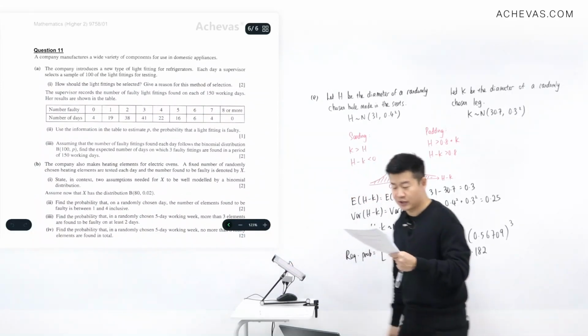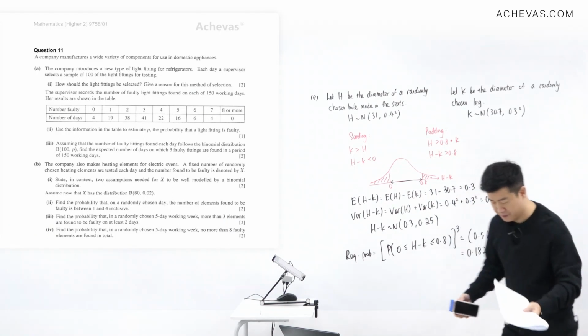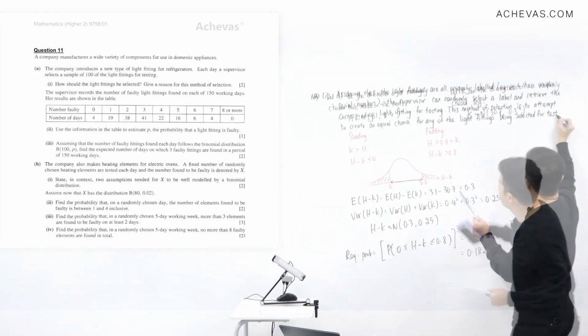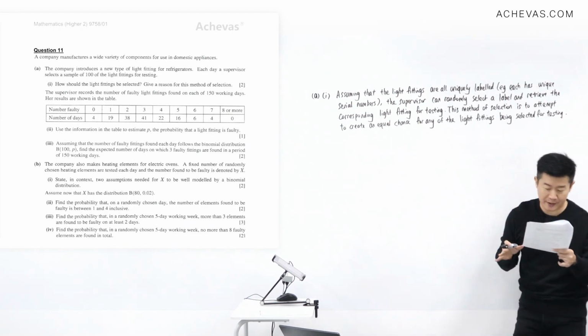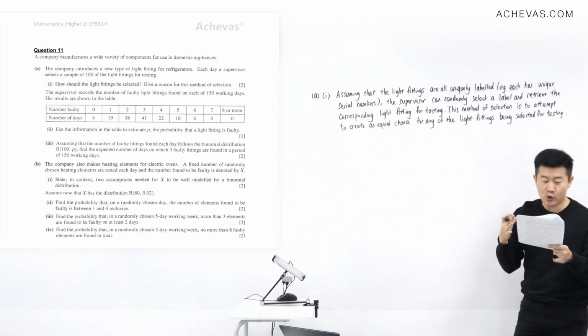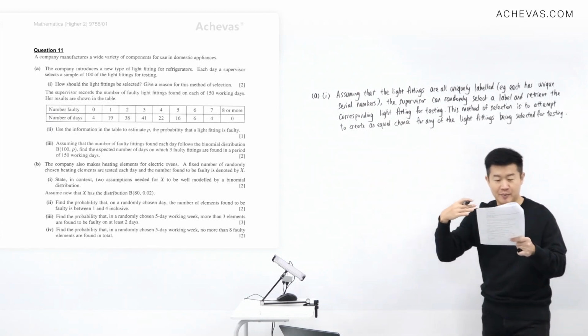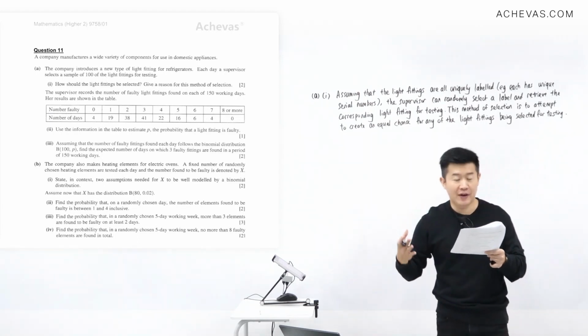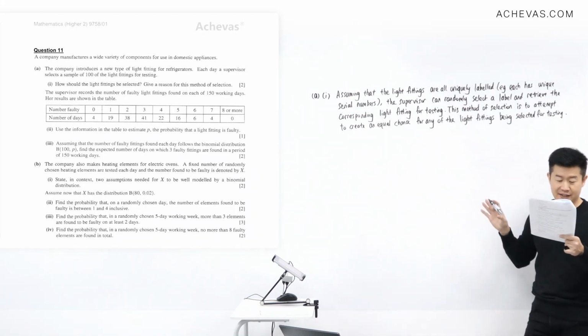It's a very long question. So let's take a look at part A first. Okay, this is for A part 1. You can come up with your own version, but the primary goal is to make sure that your explanation must be such that the supervisor will have an equal chance of selecting any of the light fittings for testing.